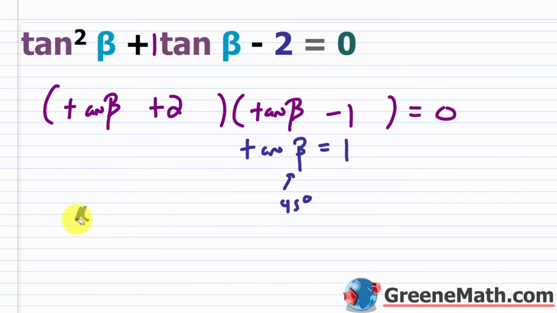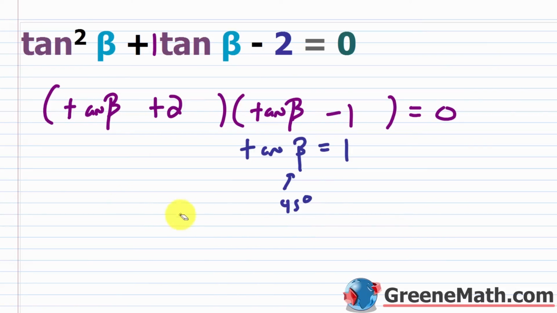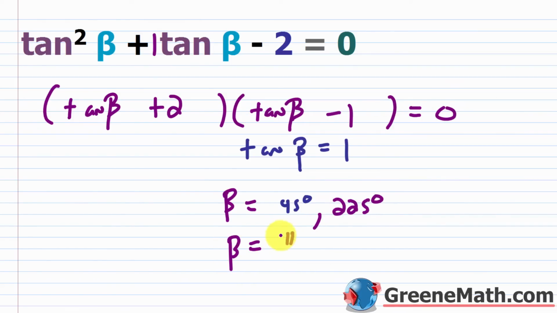Okay, so I need to find the quadrant 3 solution. So I want the angle in quadrant 3 with a 45 degree reference angle. So I can go ahead and do 180 degrees plus 45 degrees, which is going to give me 225 degrees. So let me put 225 degrees to finish that up, and then I can erase it. So let's put beta is equal to 45 degrees or 225 degrees. In terms of radians, you could write it like this. You could put pi over 4, and then you could do 5 pi over 4. So that takes care of this part.